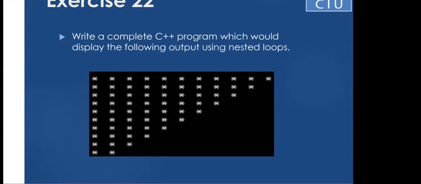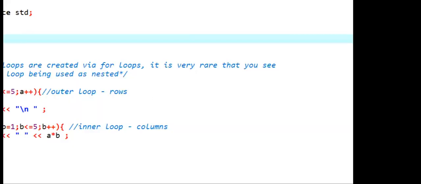So the outer loop will go from 1 to 10, and the inner loop will start from 11. But each time you see it goes down, so this means that each time it goes one down. 1, 2, 3, 4, 5, 6, 7, 8, 9, 10. It goes 11, 10, 9, 8, 7, 6, 5, 4, 3, 2, where it stops. So this should be the structure to follow. How can we create something like this using nested loop structures?